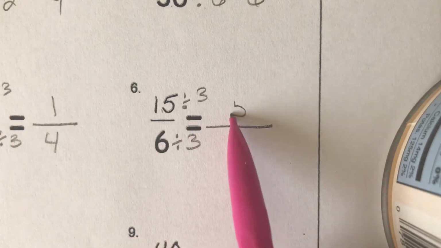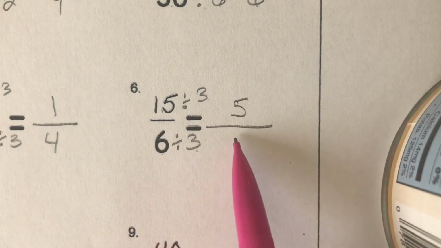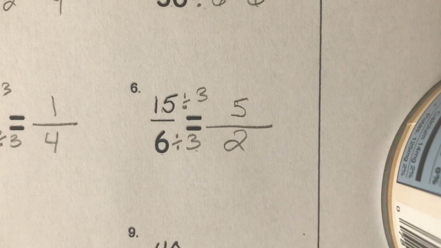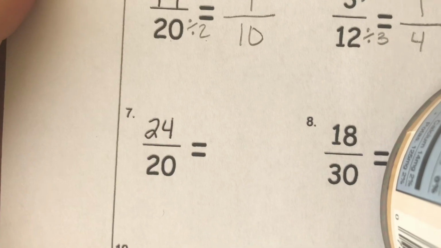15 divided by 3 is 5. 6 divided by 3 is 2. Yes, we can change that to a mixed number, but we do not have to. Okay? We can leave it just like that. That is okay. We are done with 6. All right, 7, pause your video. Try it out.